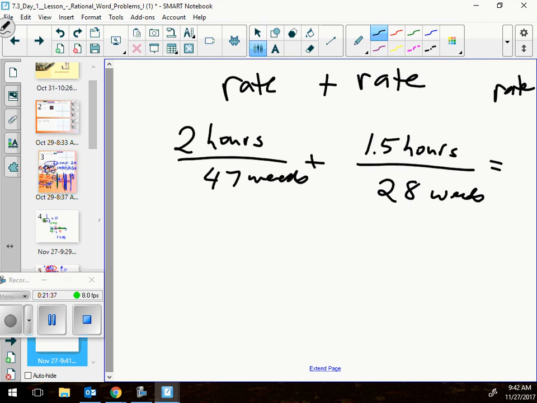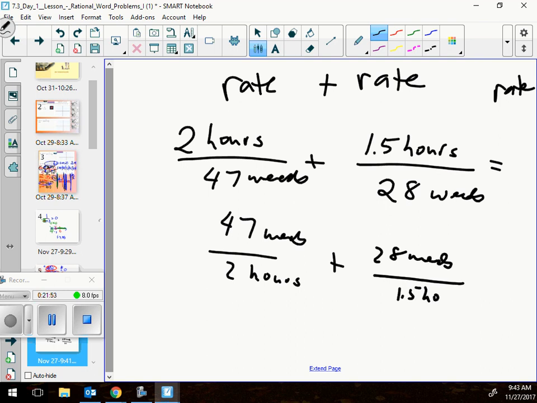right now we have hours per weed. If I flip it over and make it weeds per hour, which might be a little more normal way to think about it, I could figure out our combined rate. All right, so let's do another one.